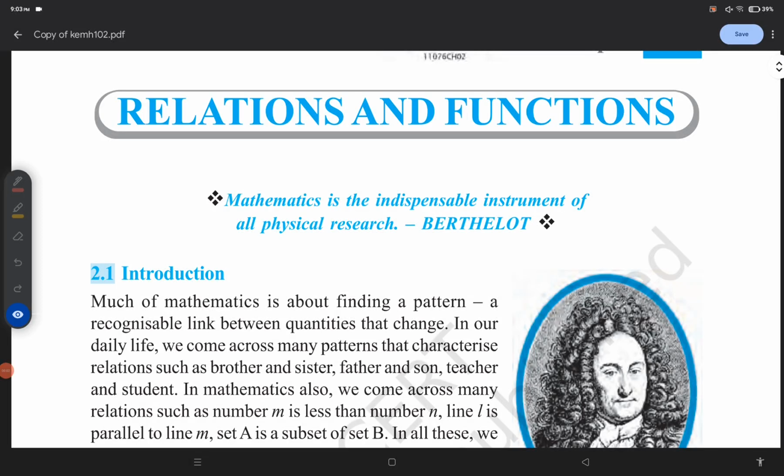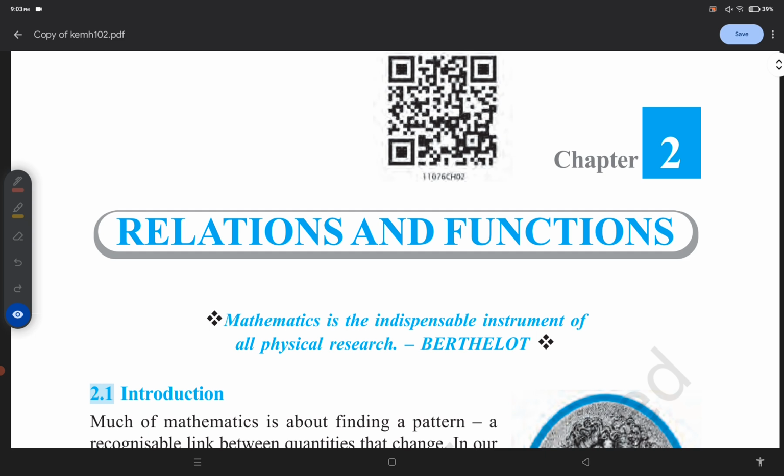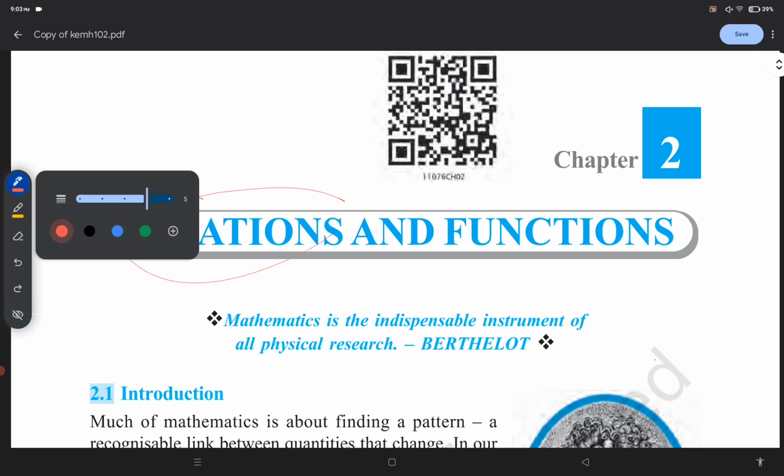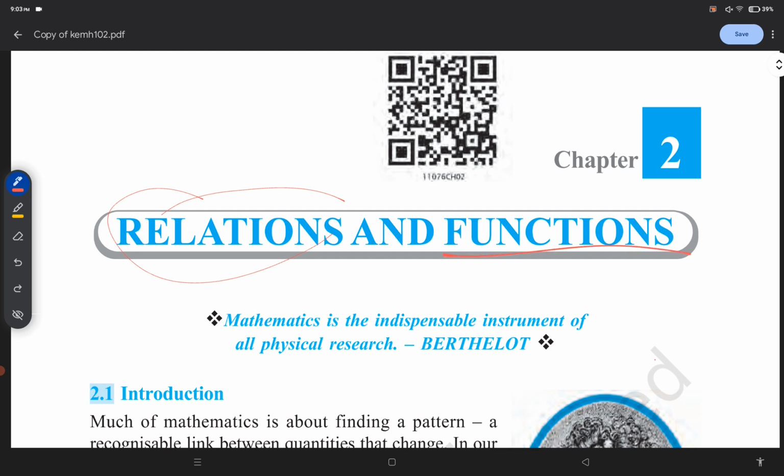Hello everyone. Today I will discuss relations and functions. Relations and functions. What is relation and functions?